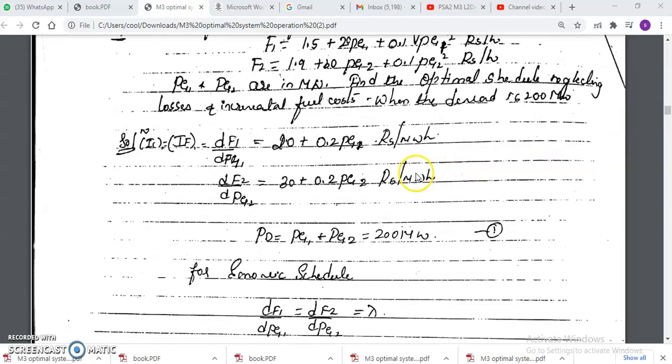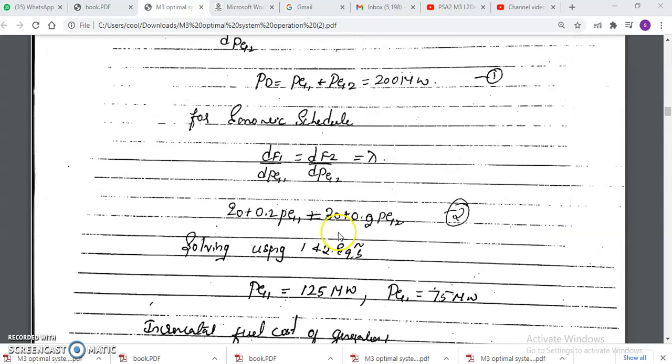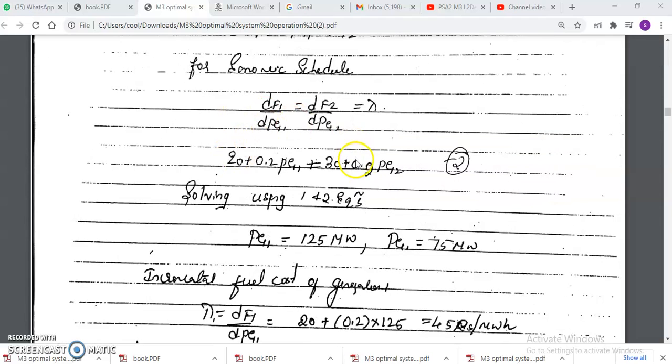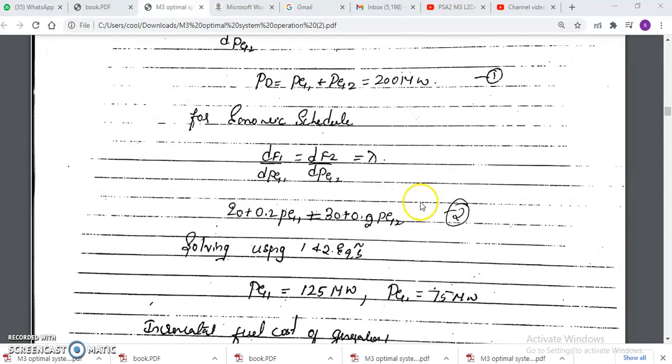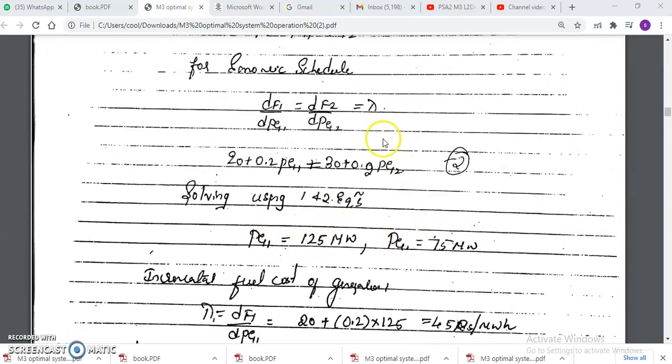Anyone method, I am using the first method. So how to do? Total demand will be 200. How 200 is shared among 2 plants, you have to see. And what about the economic schedule? The 2 plants are equal to lambda: dF1 by dPg1 is equal to dF2 by dPg2, that is equal to lambda as per derivation. Now equate both, and the other equation will be Pg1 plus Pg2 is 200 megawatt. This is the first equation, this is the second equation, and we solve both as a simultaneous equation.